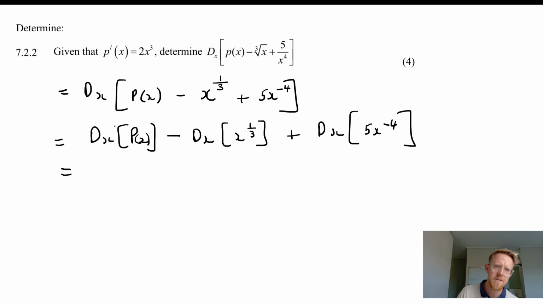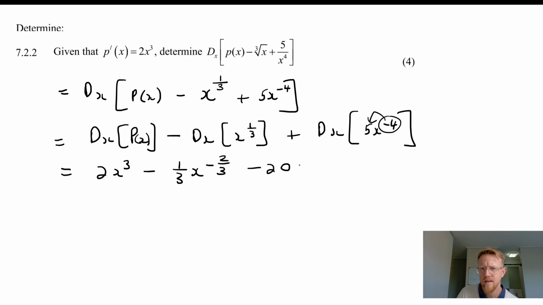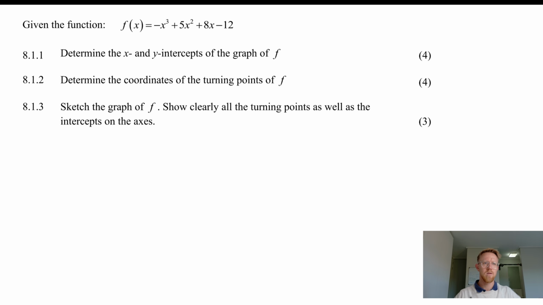And so we know that the derivative of x to the 4 is 2x cubed. The derivative of this is just going to be a third in the front, and then you're going to subtract 1 from the exponent, so it'll be negative 2 over 3. And then the derivative of this, if you put minus 4 and you multiply it by 5, you get minus 20, and then x, and then you subtract 1. And there's our answer.